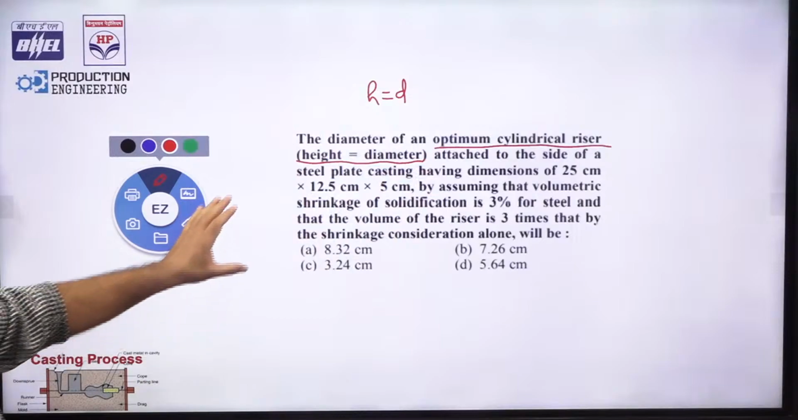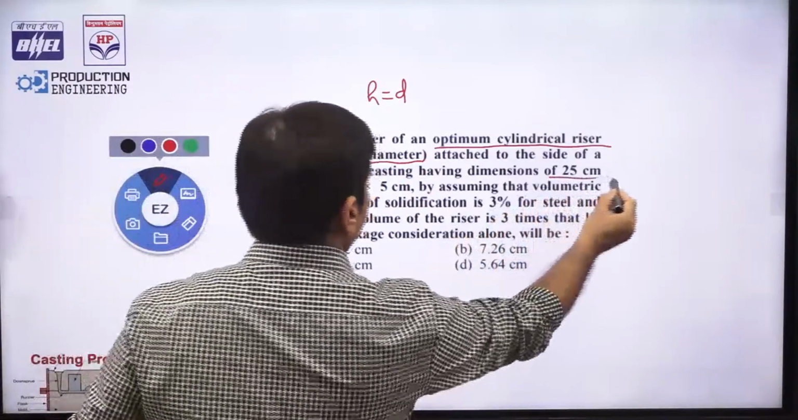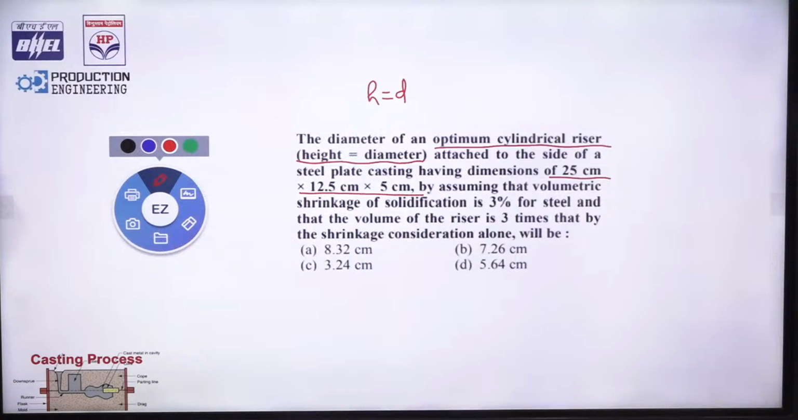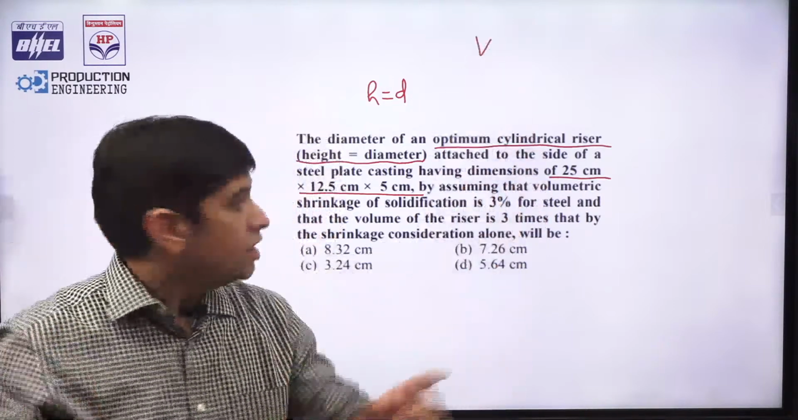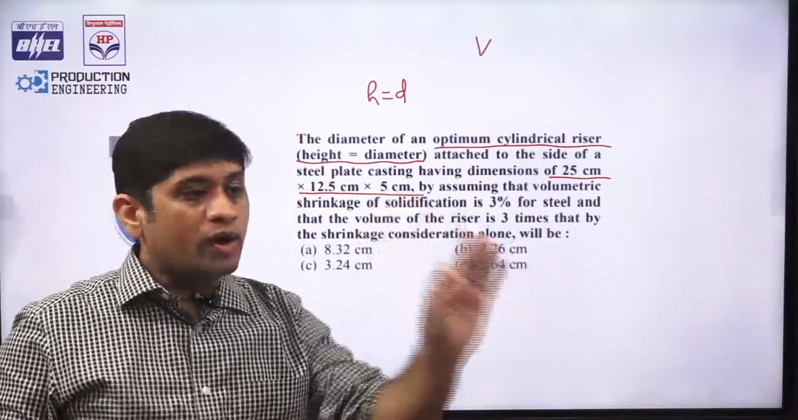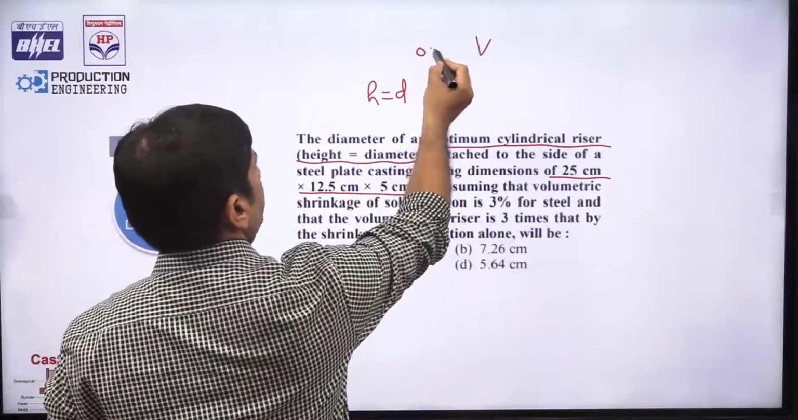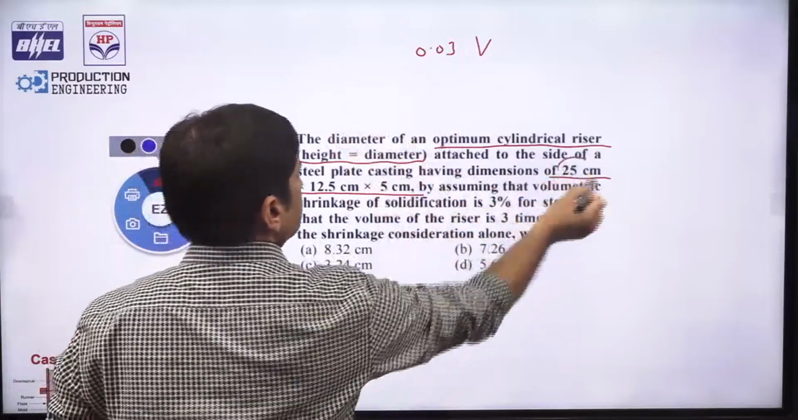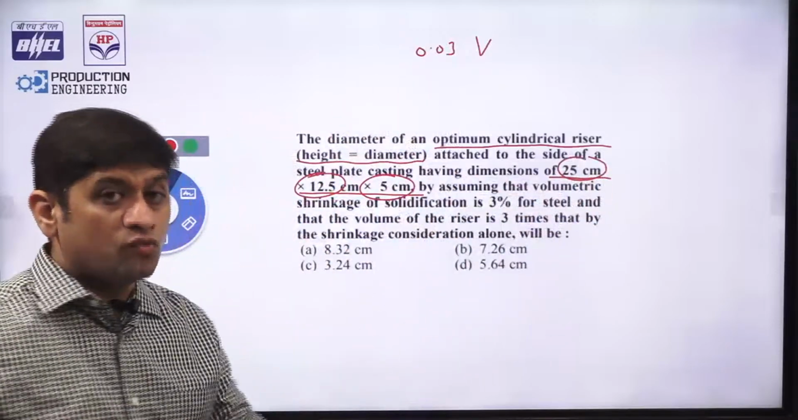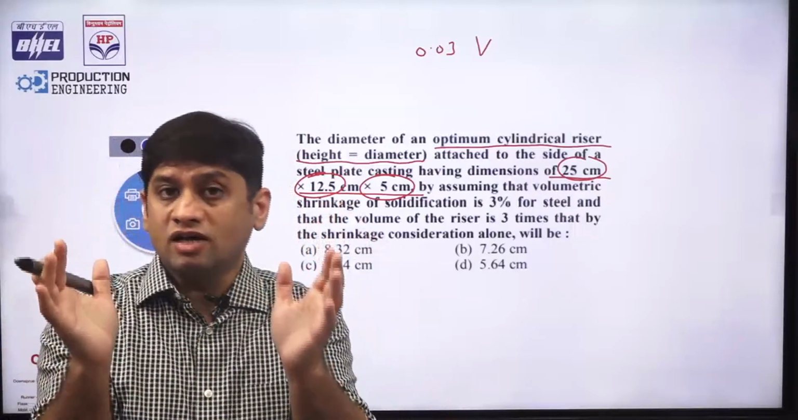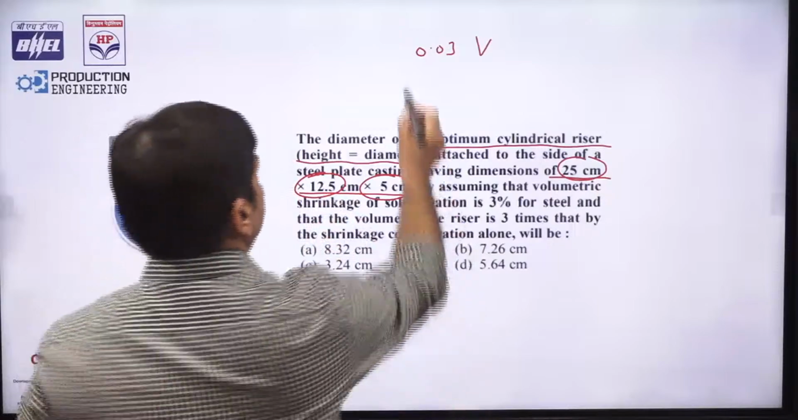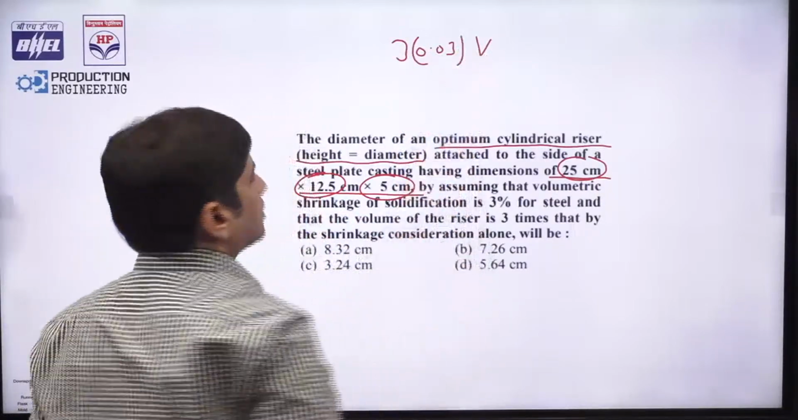Now these are attached to the casting, and the casting has a dimension which is given to us. Volumetric shrinkage of solidification is 3% for steel, and the volume of the riser has to be 3 times the shrinkage. So if I give you the total volume of the casting, he says 3% will shrink. So 0.03 of the volume, which is 25 into 12.5 into 5. The volume of the casting is given. 0.03 means 3% of that is the shrinkage, and 3 times the shrinkage is the volume of the riser.